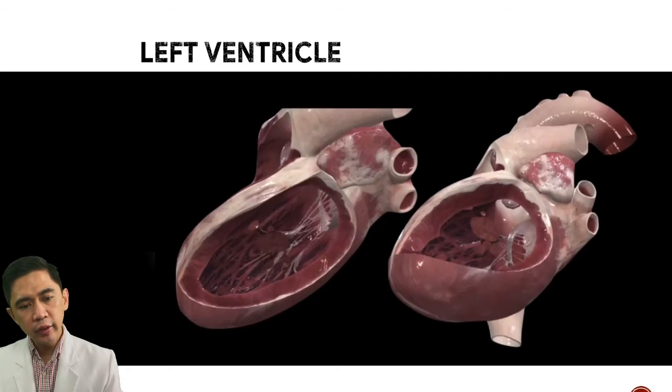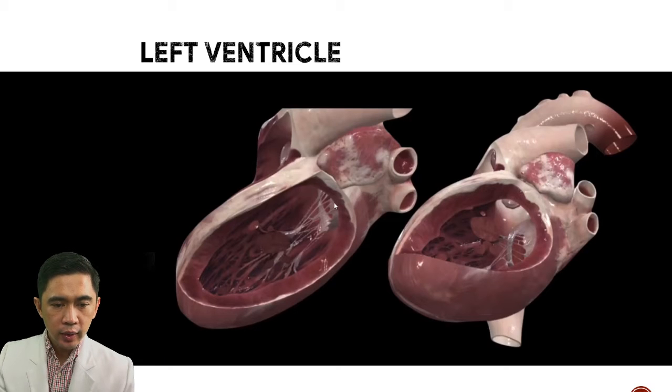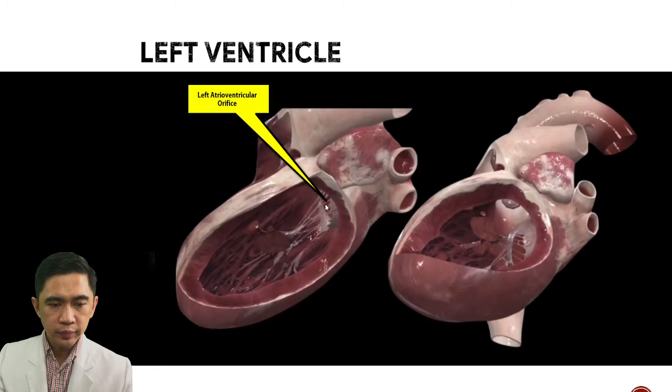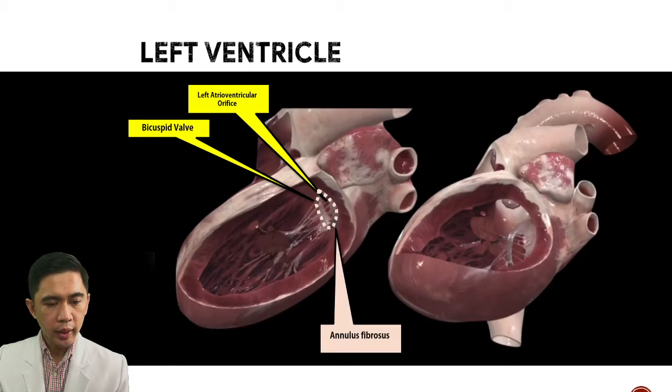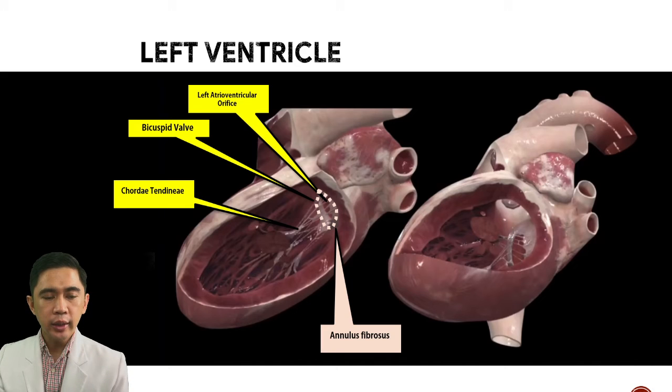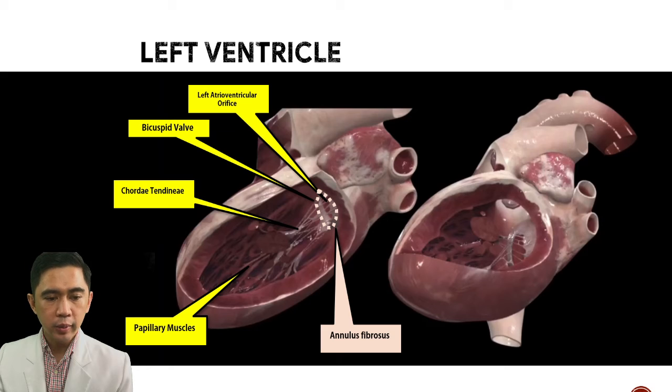Now let's go to the left ventricle. So if you cut the left ventricle and see what's inside, this is the entrance to the left ventricle from the left atrium, and we'll see clearly the bicuspid valves, supported again by the annulus fibrosus, and it also has the chordae tendineae, just like the right ventricle, and the papillary muscles.